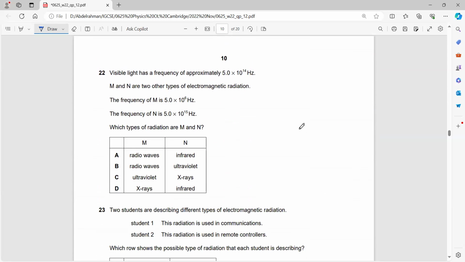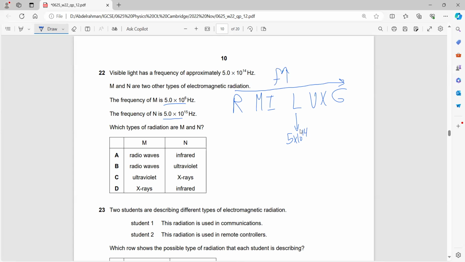Visible light has a frequency of approximately 5 times 10 to the power 14. M and N are two other types of electromagnetic radiation. The frequency of M is 5 times 10 to the power 6. The frequency of N is 5 times 10 to the power 15. Let me write them down. L has a frequency of 5 times 10 to the power of 14 hertz. As we move from radio waves all the way to gamma rays, what happens to the frequency?